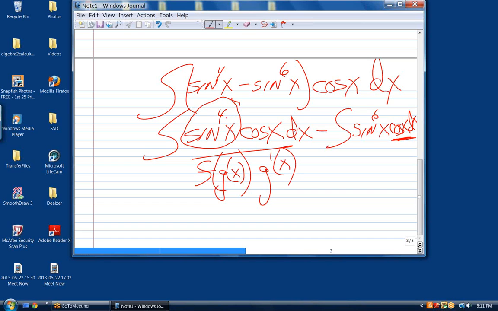Why is sine to the fourth x a composite function? Because g of x is equal to sine of x, and f of x is equal to x to the fourth. So f of g of x would represent this composite function, sine to the fourth of x. And then the derivative of g of x is cosine x.